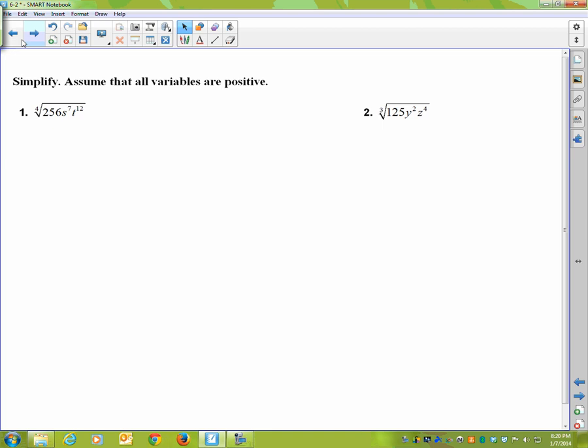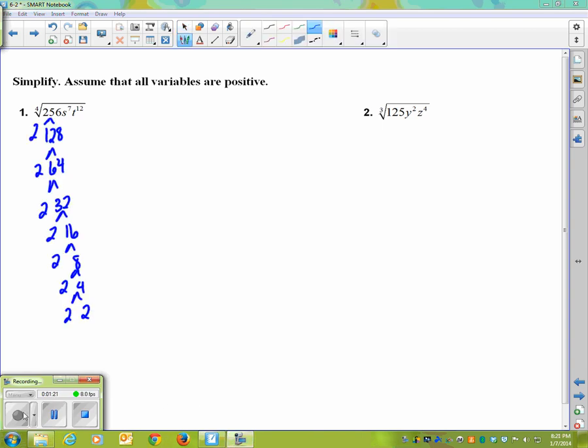In the first two examples, all we're going to do is simplify. So number 1, I want the fourth root because of the 4. 256 s to the 7th, t to the 12th. So what I'm going to do in this lesson is go ahead and factor tree the 256. Okay, this is what my factor tree of 256 looks like.